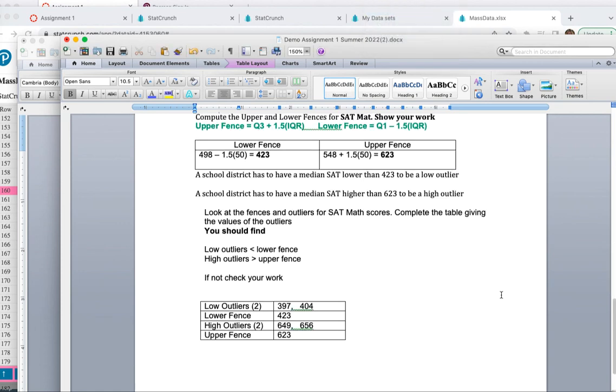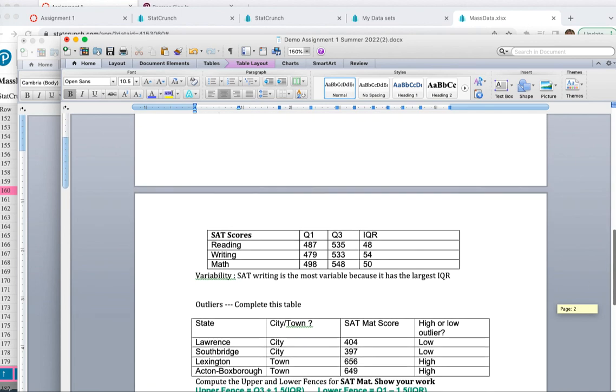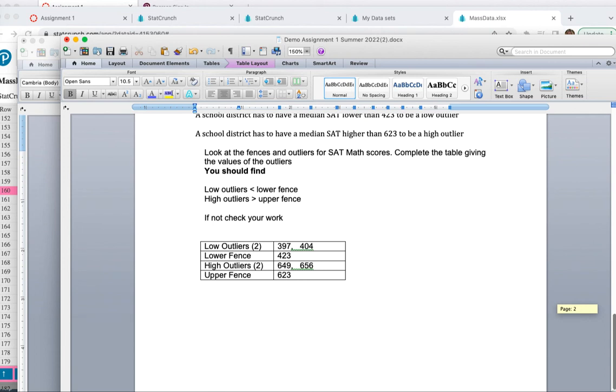So you may be asked in your assignment just that question. What were the low outliers? Were they below the lower fence? What were the high outliers? Were they above the upper fence? And now I think we've done a pretty thorough analysis of a comparison of math, writing, and reading SAT scores. So I'll leave you with that.